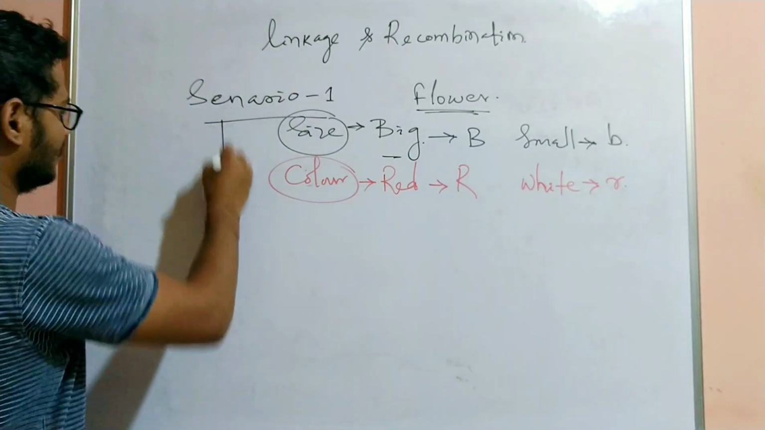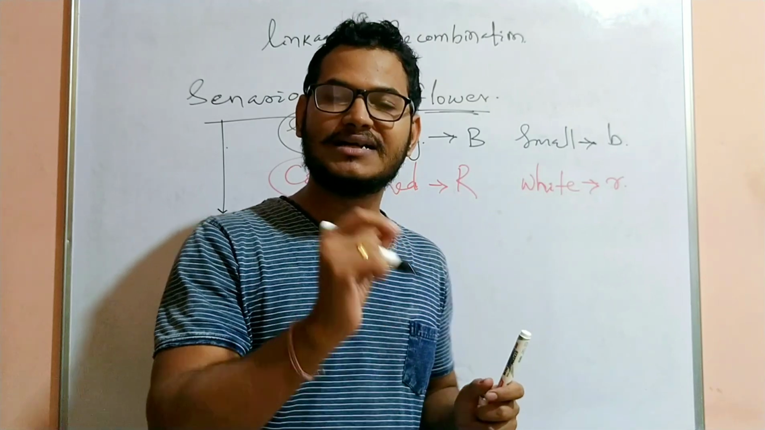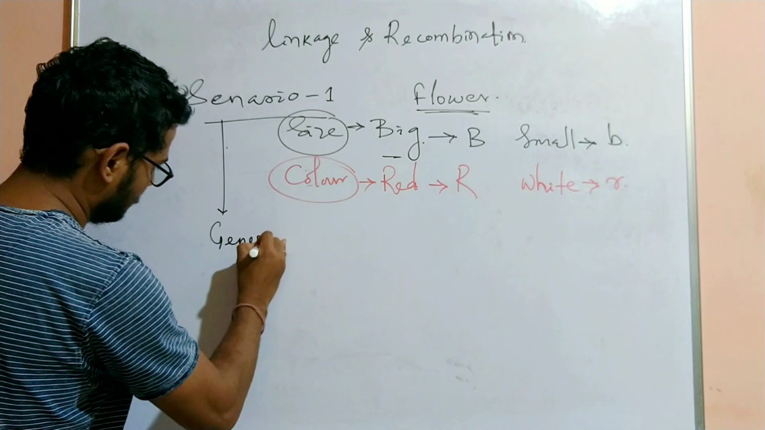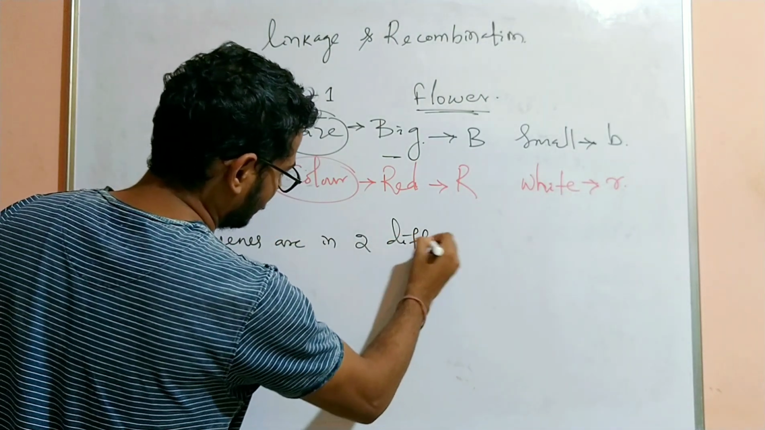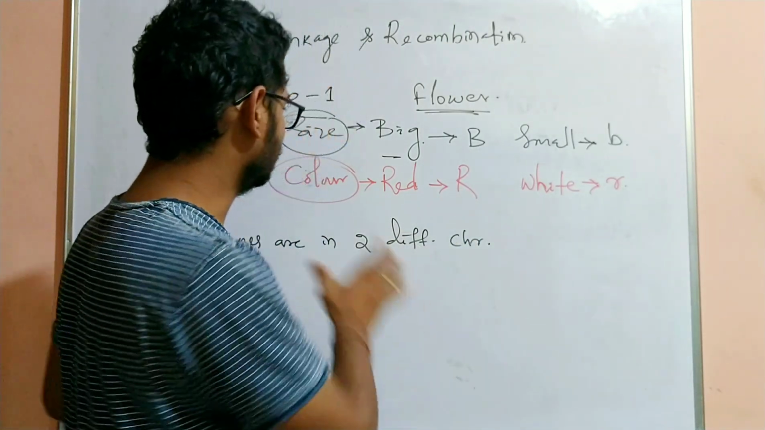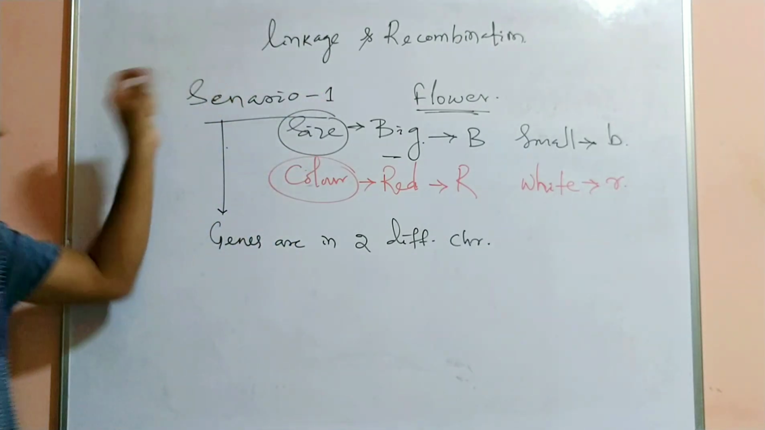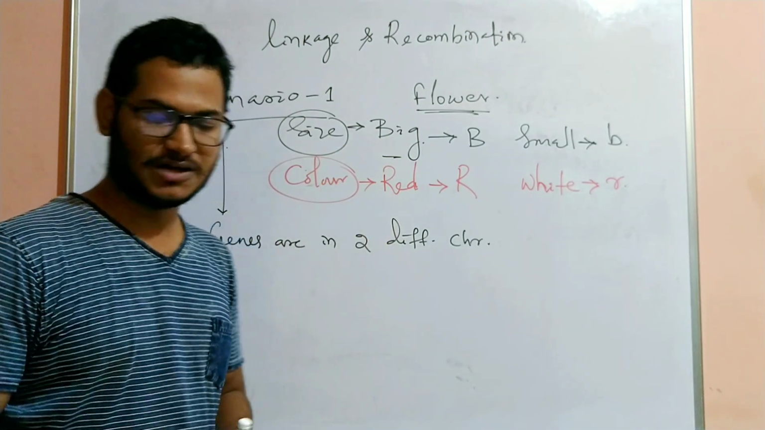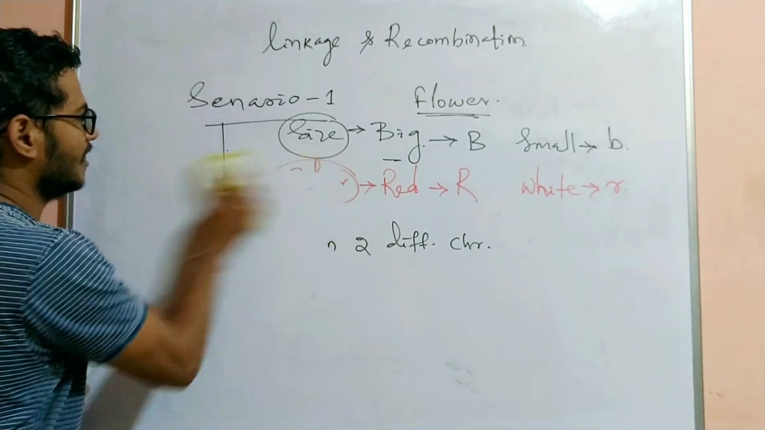In scenario 1, as I have already told you, we will discuss when the genes are located in two different chromosomes. You can note down that we are taking two different characters, the size of the flower and the color of the flower. Now let's discuss what will happen when the genes are in two different chromosomes.